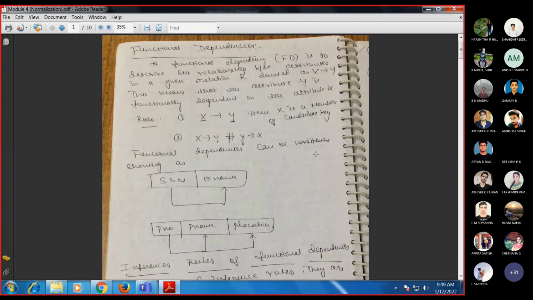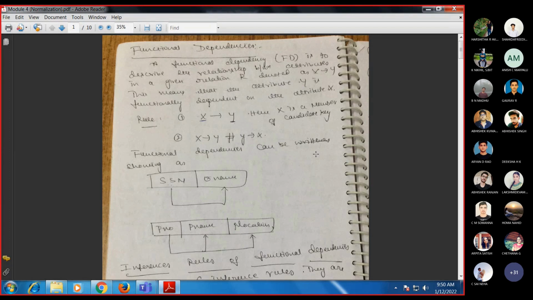we'll go for normalization. Next, we'll see functional dependency. What exactly is functional dependency? It describes the relationship between the attributes in a given relation, which is called the functional dependency.